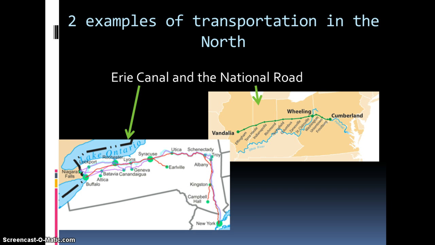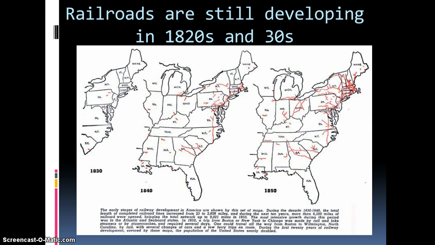Now, at this time, there are two ways that transportation in the North is expanding. You can see the Erie Canal is leading from New York City all the way out into really the Great Lakes, and so we have it moving through Lake Erie down into the western parts of the country. We also have the National Road, and that is moving from DC out into Ohio and Indiana and further west, and it's continuing to expand. So the Erie Canal and National Road are making transporting goods much easier than they used to be.